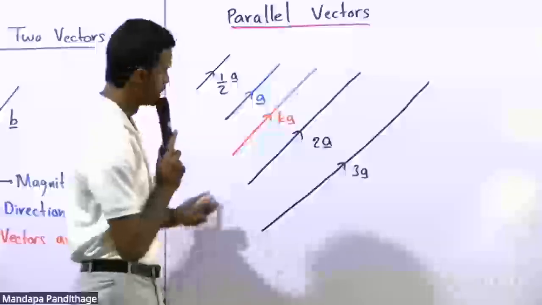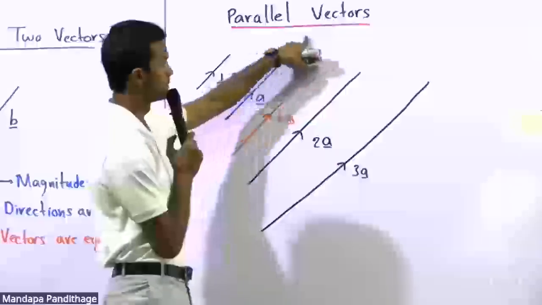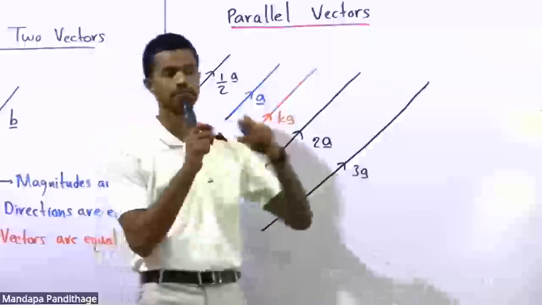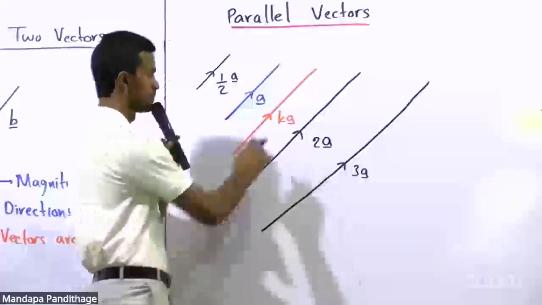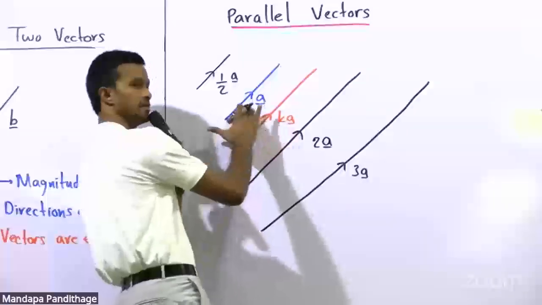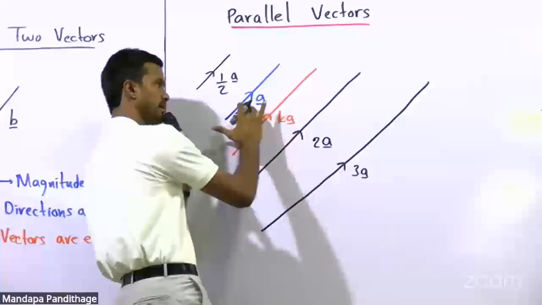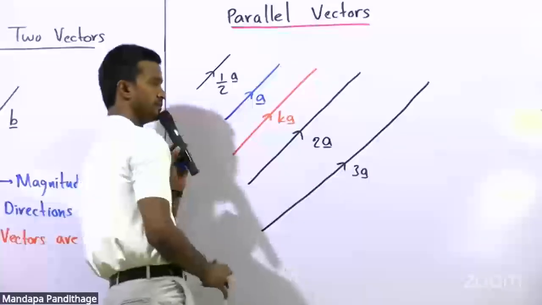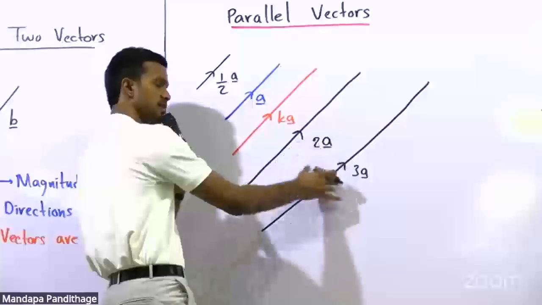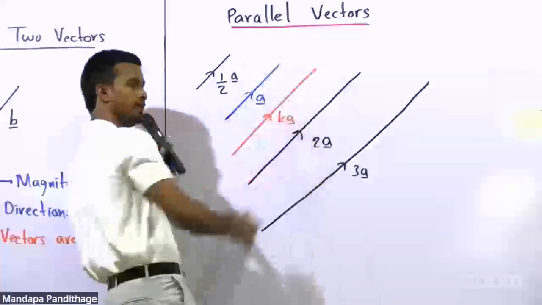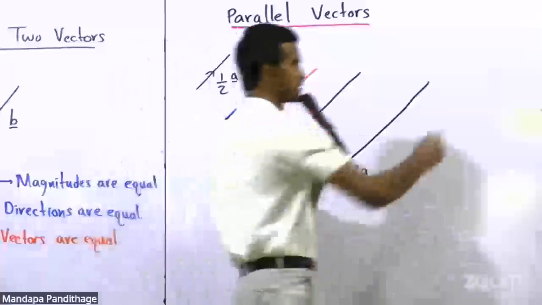Okay, now there is an important property that we need to discuss in parallel vectors. Now look at this. If we say that we have this vector A, any vector can be written in terms of A. So you can express any parallel vector which is parallel to A in terms of A.